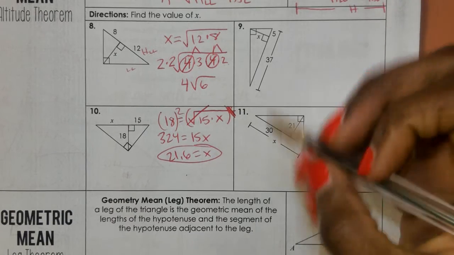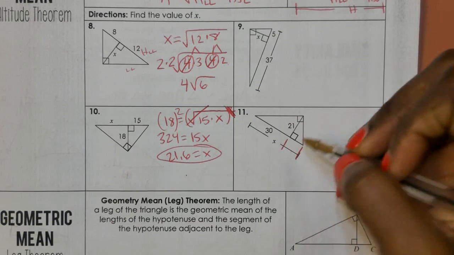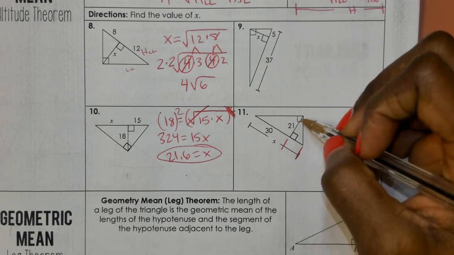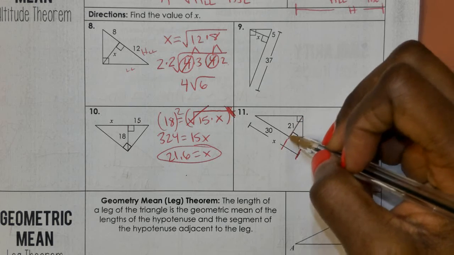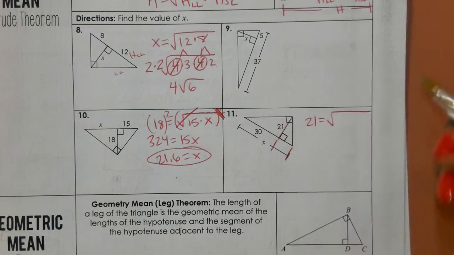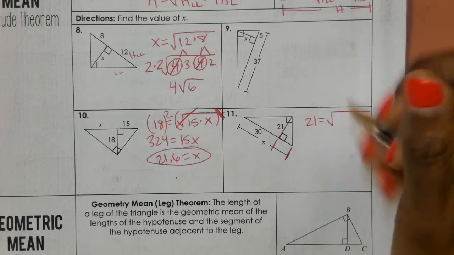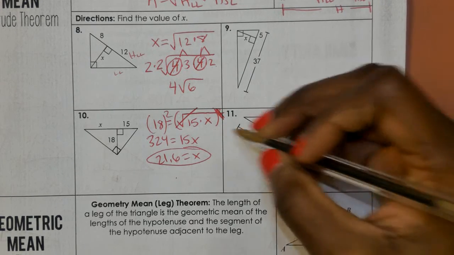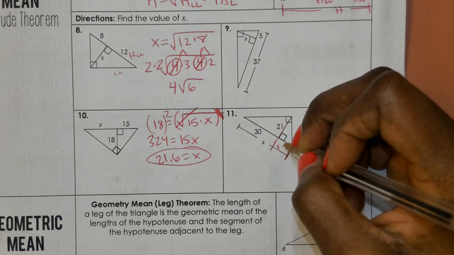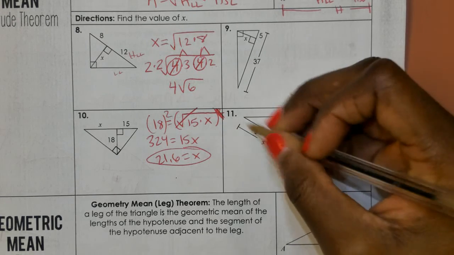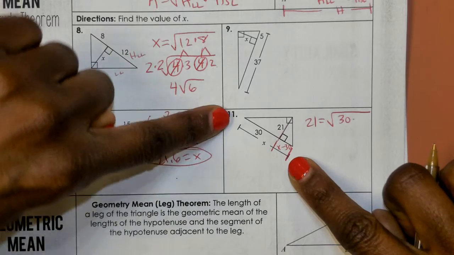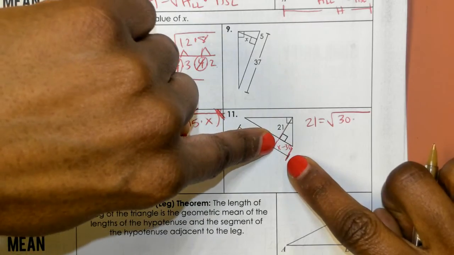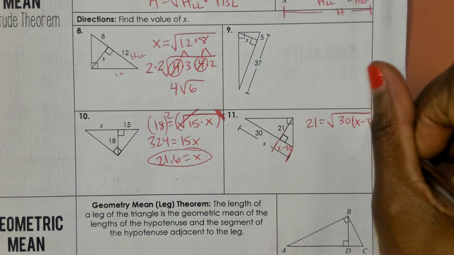On number 11, we want to come up with an expression for this piece because we need altitude, which we have 21 on, equals the square root of HLL, which is 30, times HSL, which we don't know. But if the whole thing is x, then this is x minus 30. We have to subtract out the 30 piece. So we take the whole length, but we subtract, which means to go back, 30. So this is going to be x minus 30.